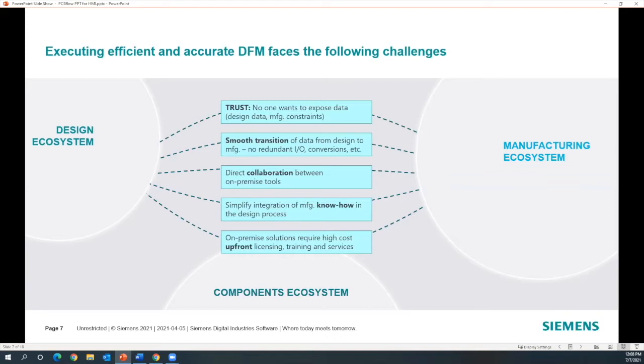Just send us the design data. We'll run it for you. I don't want to share my data, right? Because this is my IP, especially let's say I manufacture it in some low-cost country. I don't really know the manufacturer yet.